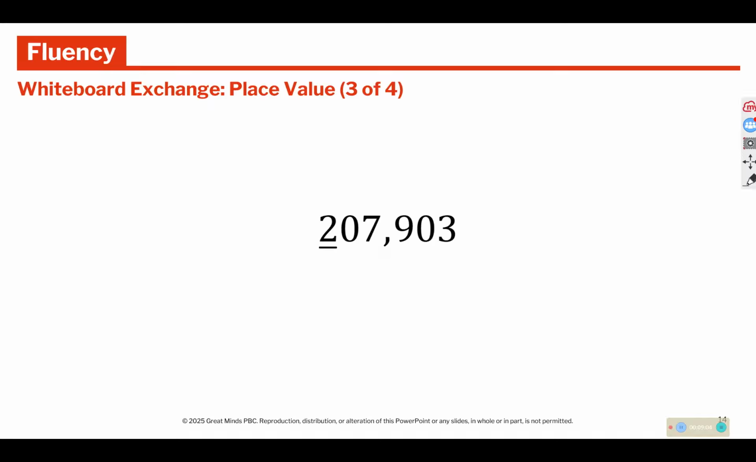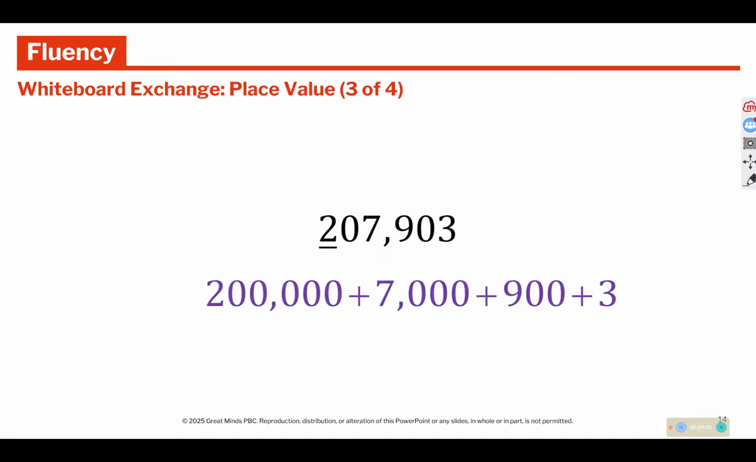1, 2, 3. 200,000. 7 is in the thousands place. 9 is in the hundreds. And 3 is in the ones.